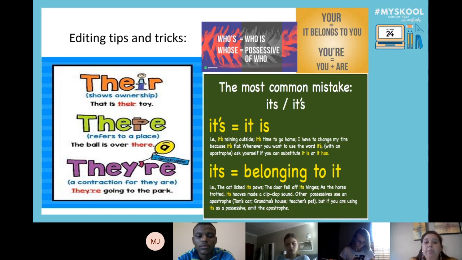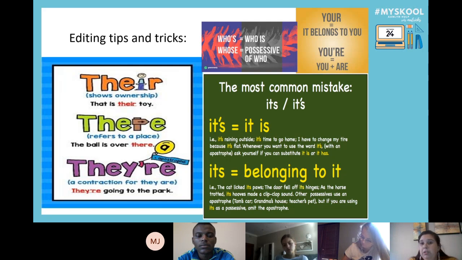And they're with an apostrophe is short for they are. They are going to the park. If you can replace it with the words they are, then you know it's the last one. Then who's and whose. Who's is short for who is with an apostrophe, and whose is a possessive of who. Whose shoes are these on my floor?